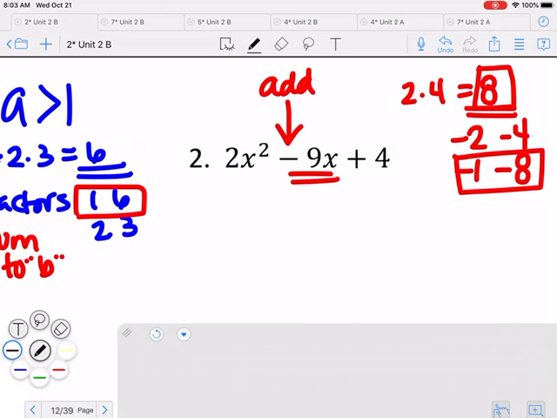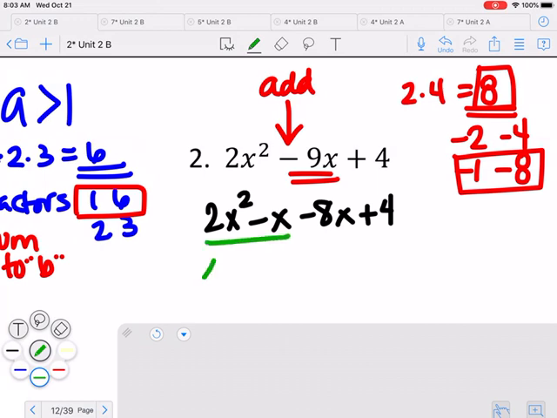And now I rewrite our problem. 2x squared minus 1x, or just minus x, minus 8x plus 4. And now I factor by grouping. Here I can take out an x, 2x minus 1.